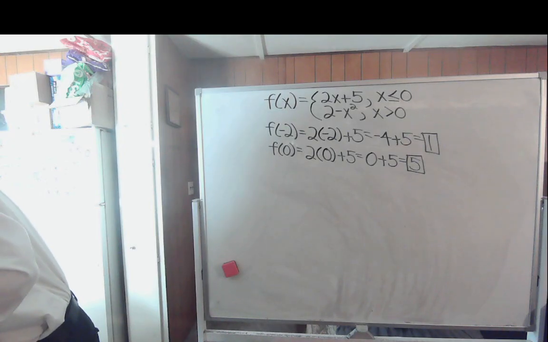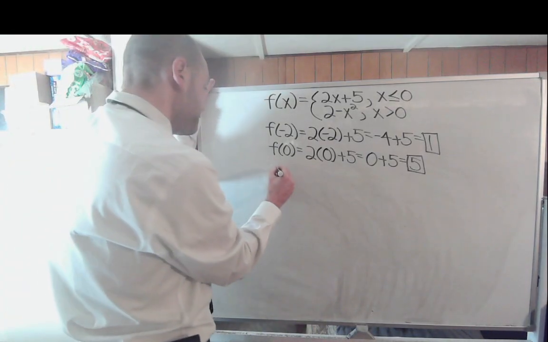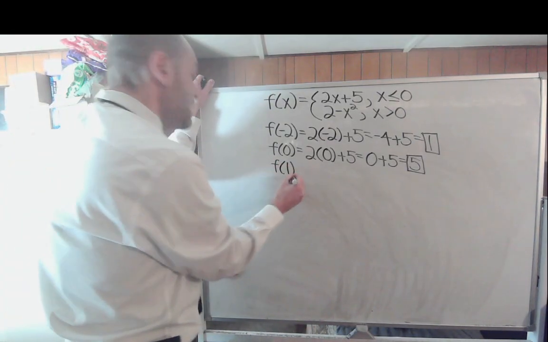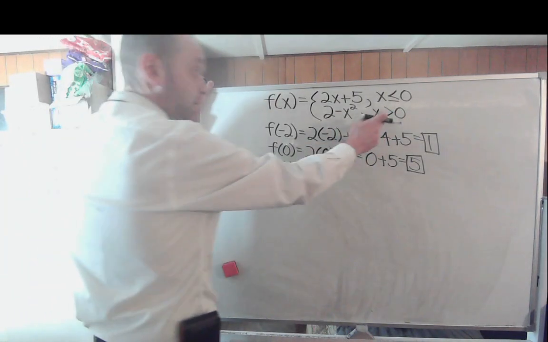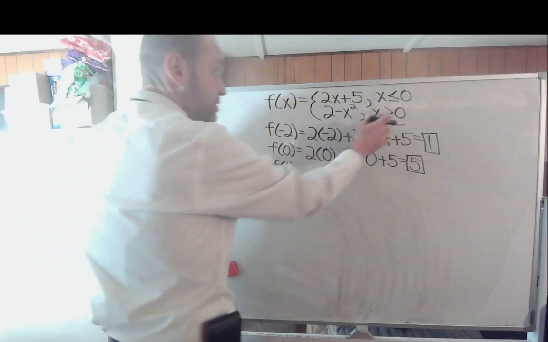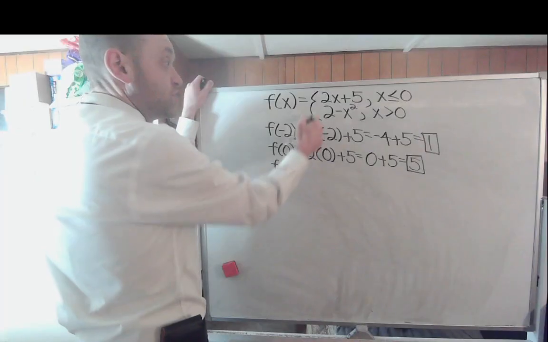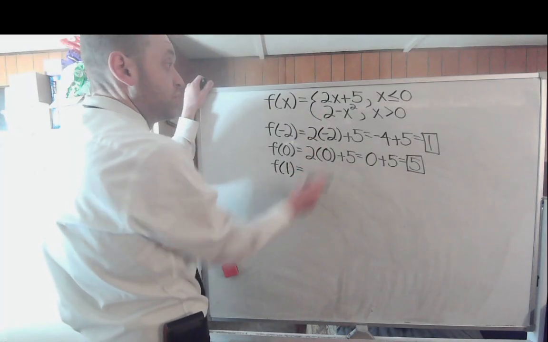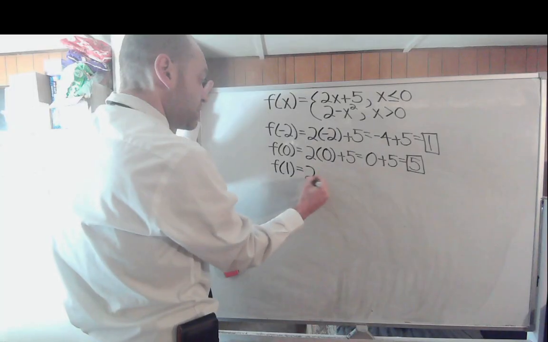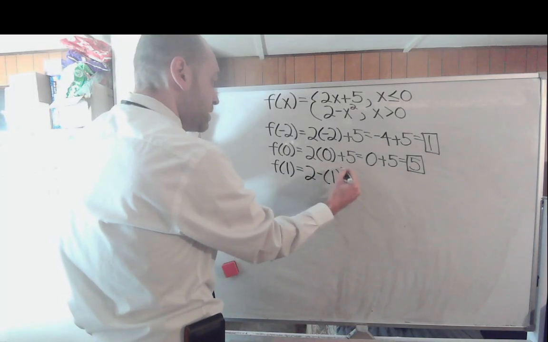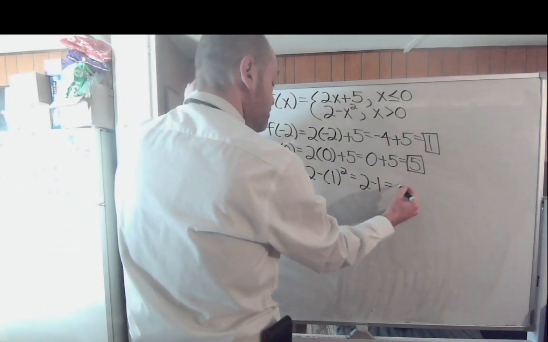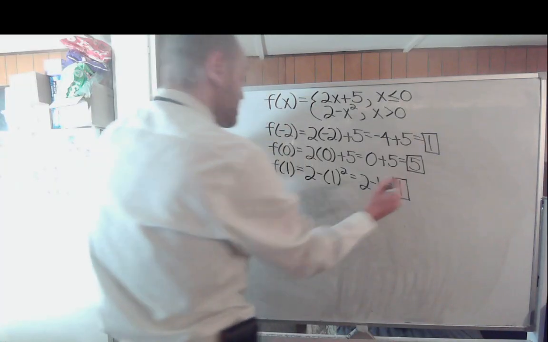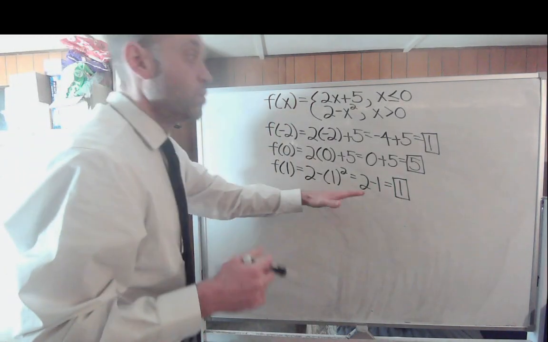And then let's see. Let's do f of 1. Now, this is where we have x greater than 0. 1 is sure greater than 0, so we're going to use 2 minus x squared. So you'll put in the 1 for 2 minus x squared. So 2 minus 1 squared, well, that's just going to equal 2 minus 1, which would give you a value of 1. So f of 1 would equal 1.